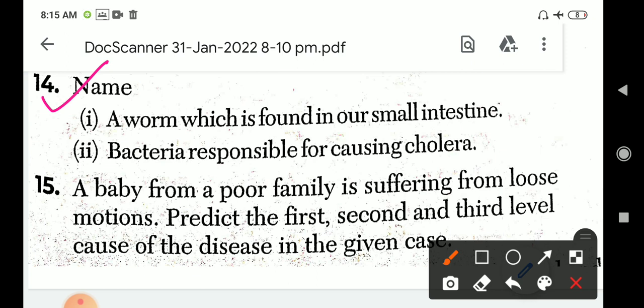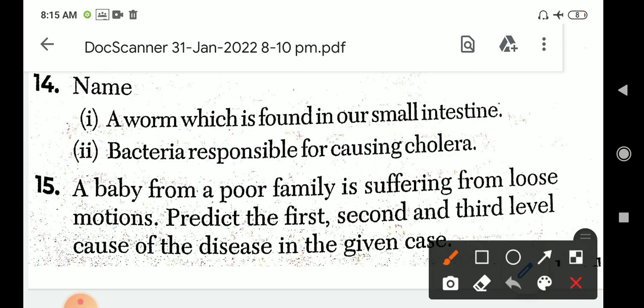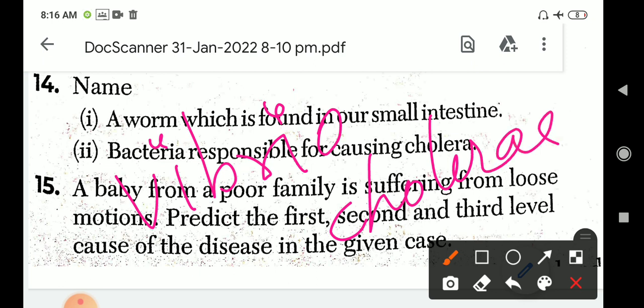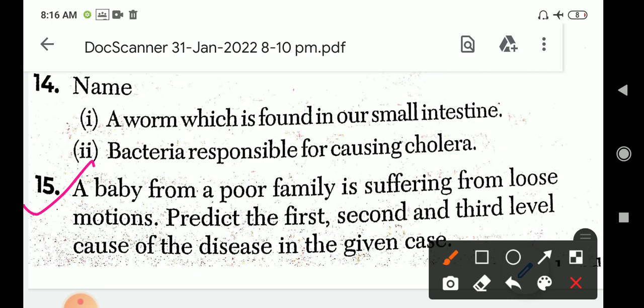Now next question. A worm, you have to give the name, a worm which is found in our small intestine. So in the small intestine, ascaris is found. Now next is the bacteria responsible for causing cholera. Cholera is caused by a bacteria. The name of the bacteria is Vibrio cholerae. Right? Now next: a baby from a poor family is suffering from loose motion. Predict the first, second, and third level causes of the disease in the given case.